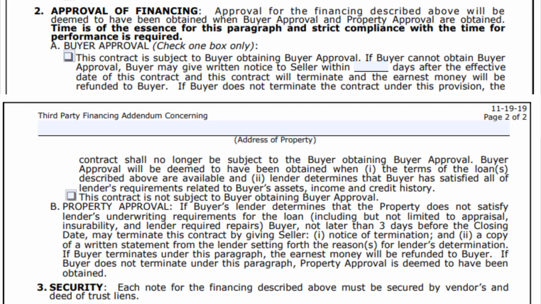If buyer's lender determines that the property does not satisfy lender's underwriting requirements for the loan, including but not limited to appraisal, insurability, and lender required repairs, buyer, not later than 3 days before the closing date, may terminate this contract by giving seller notice of the termination and a copy of a written statement from the lender setting forth the reasons for the lender's determination. If buyer terminates under this paragraph, the earnest money will be refunded to buyer. If buyer does not terminate under this paragraph, property approval is deemed to have been obtained.